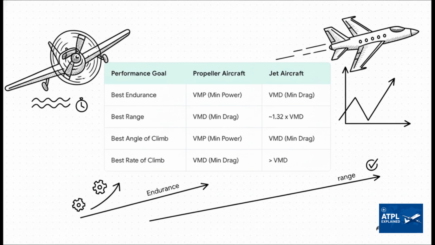Have you ever wondered why jets and props fly so differently when you're trying to be efficient? This table breaks it all down. For endurance, which is just maximum time in the air, a prop pilot is looking for minimum power, but a jet pilot is aiming for minimum drag.